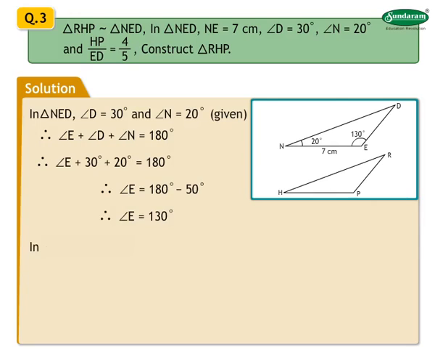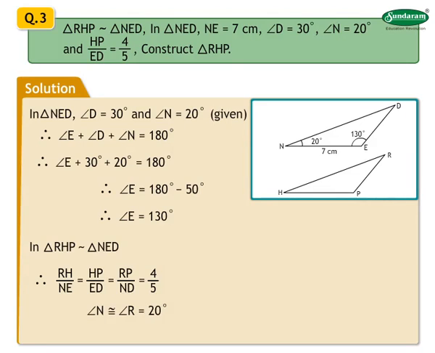It is given that triangle RHP is similar to triangle NED. Therefore, RH upon NE is equal to HP upon ED is equal to RP upon ND is equal to 4 upon 5. Here, angle N and angle R are congruent, so their measure would also be the same, that is 20 degrees. And angle E and angle H are congruent, so their measure would also be the same, that is 130 degrees. Here we got the measure of two angles.